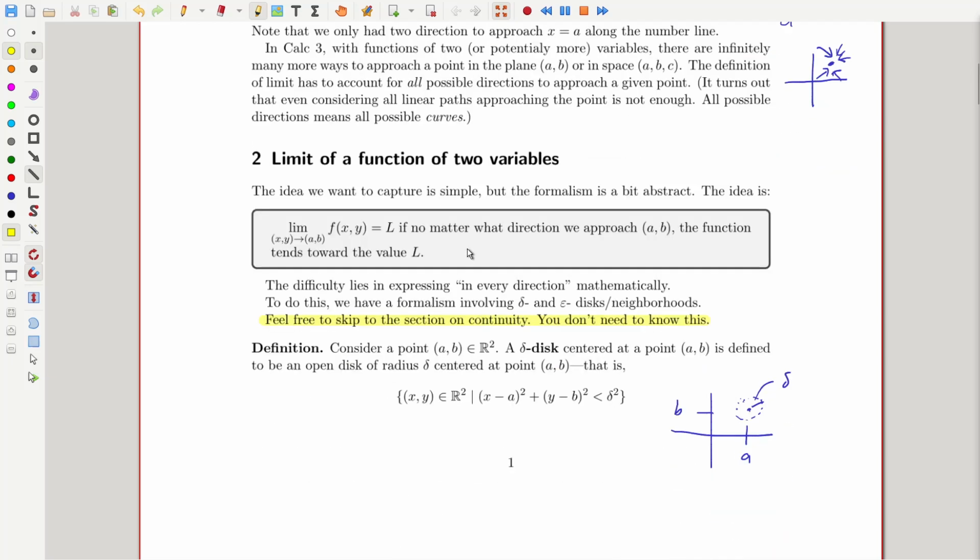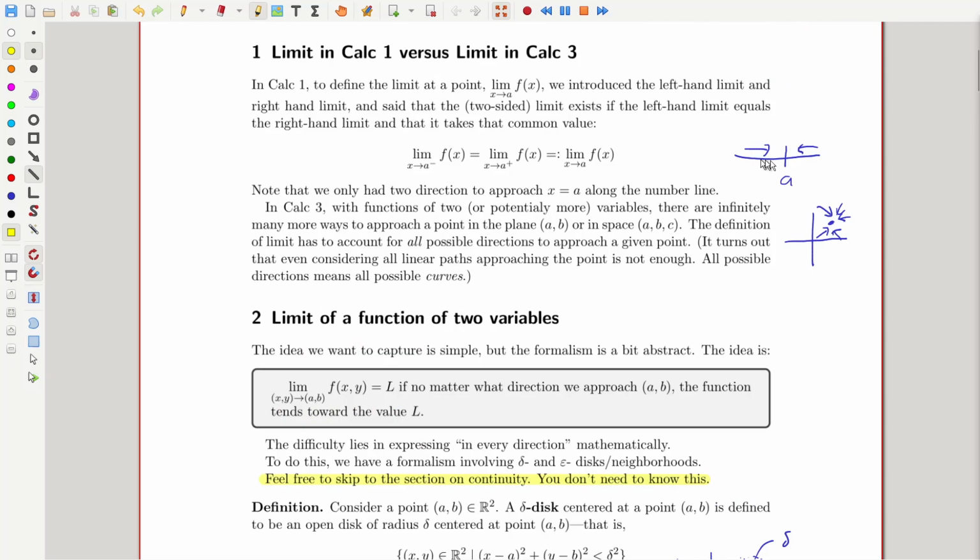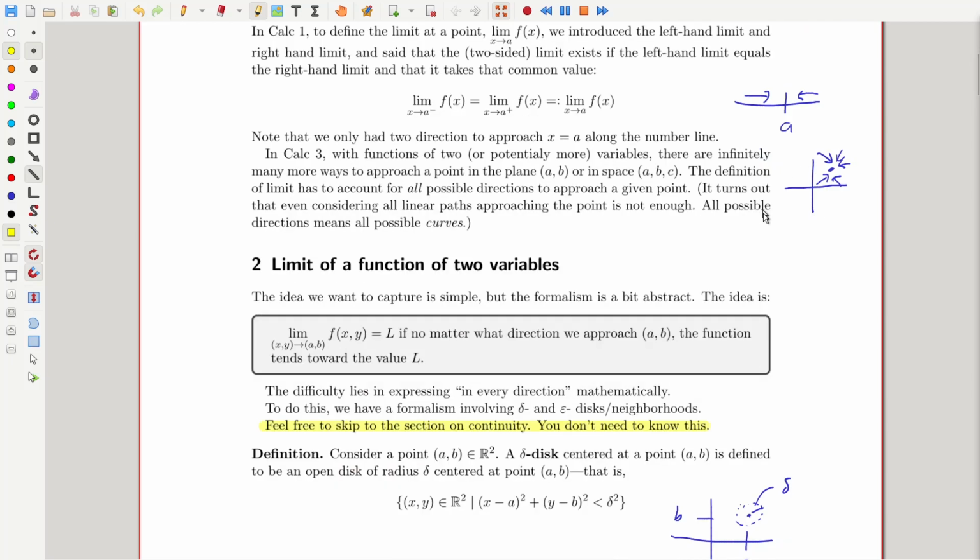Okay. This section you can actually pretty much skip, but I'm going to talk through it a little bit because the book does, and it didn't feel right for me to completely exclude it. So this is the abstract way of defining what we mean to approach in every direction. The issue is that this every direction is difficult to capture. It was easy in Calc 1 because you only have two possible directions of travel.